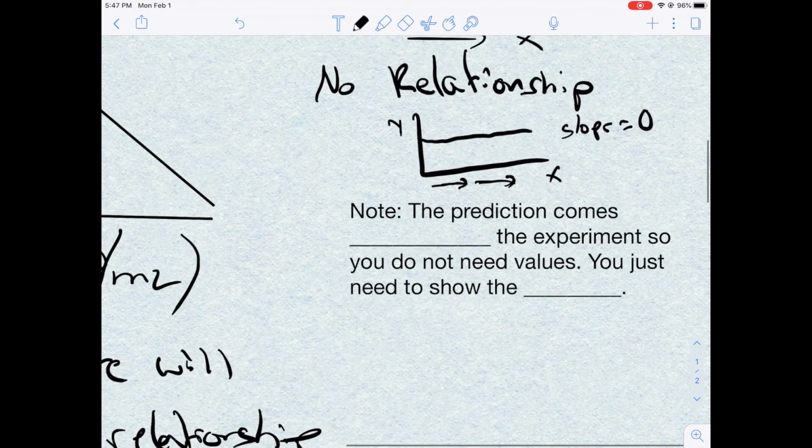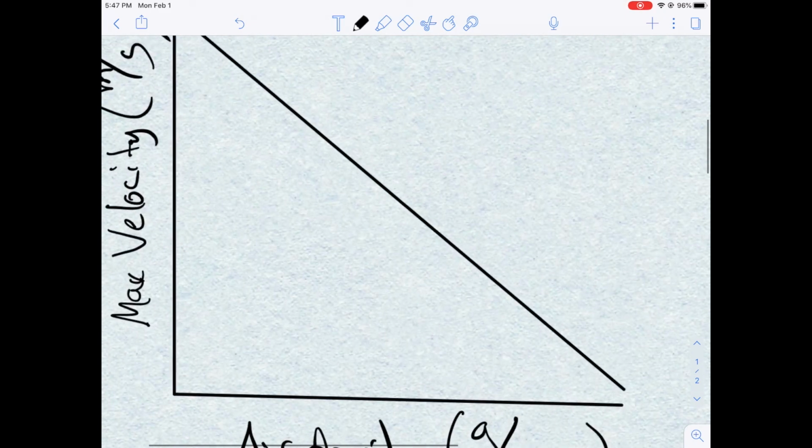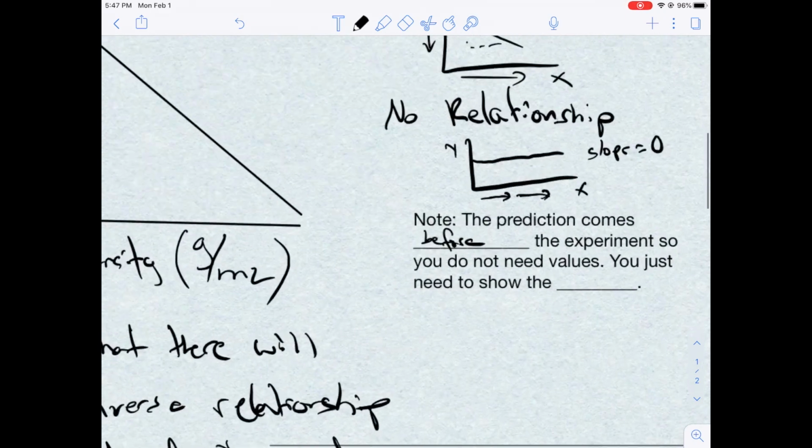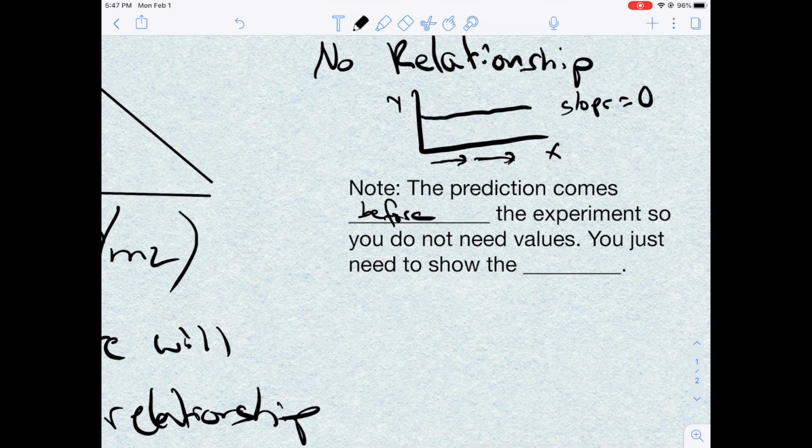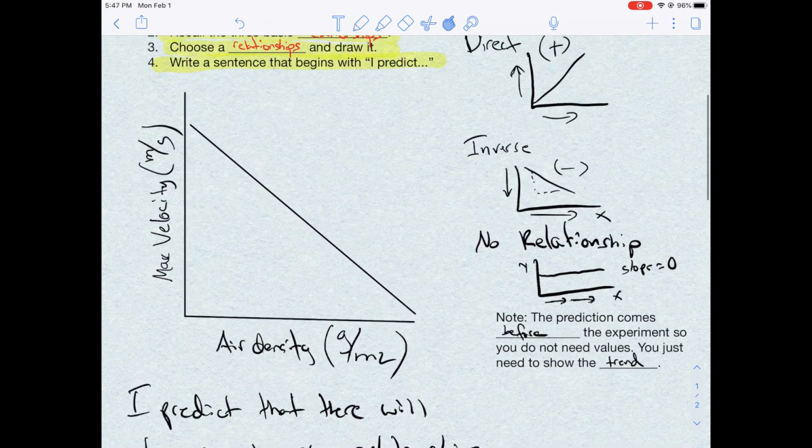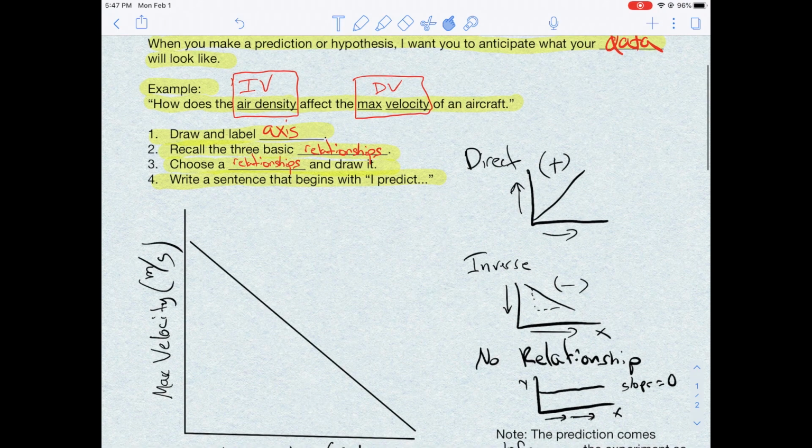And just note that this comes before the experiment. So you don't need any values. This graph is just a prediction graph. It's not your actual data graph. So you don't need numbers, and you just need to show the trend or the pattern, otherwise known as the relationship. Show me a direct or an inverse or no relationship. That's it. Easy peasy lemon squeezy, right?